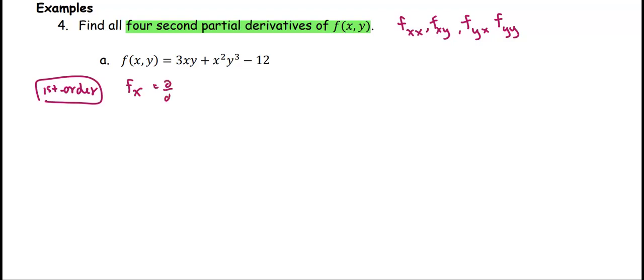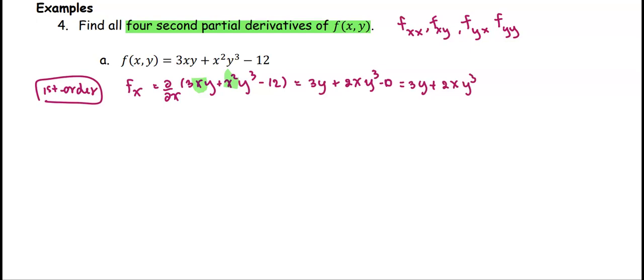We find the partial derivative of the function 3xy plus x squared times y to the third minus 12 with respect to x. When you do with respect to x, we're going to treat x as the variable. The rest is going to be treated as a constant. So the first term is going to be 3 times y. The second term is going to be 2 times x, and y to the third as a constant. Negative 12, the derivative is going to be 0. Therefore, we simplify to be 3y plus 2xy to the third.